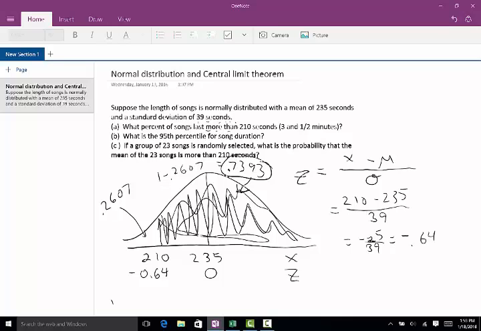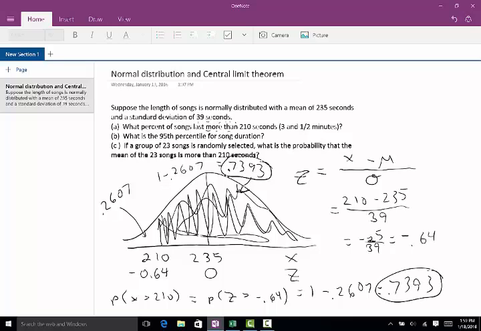If you want to write this out, the probability that x is greater than 210 is the same as the probability that z is greater than negative 0.64, which is 1 minus 0.2607. That's part A.